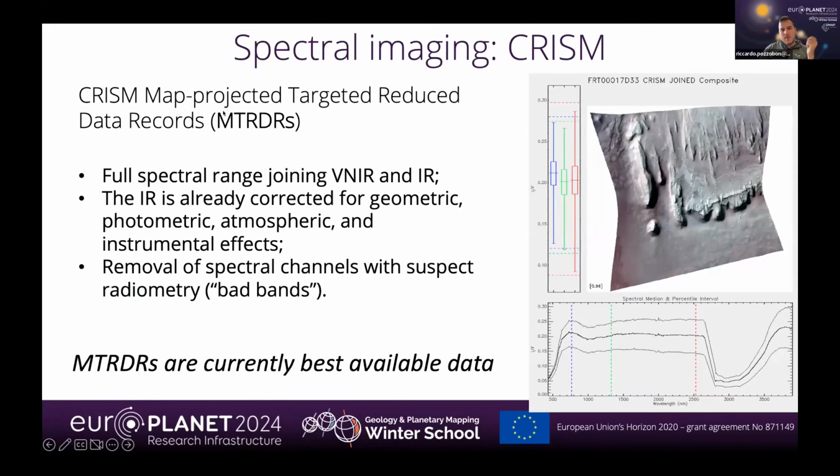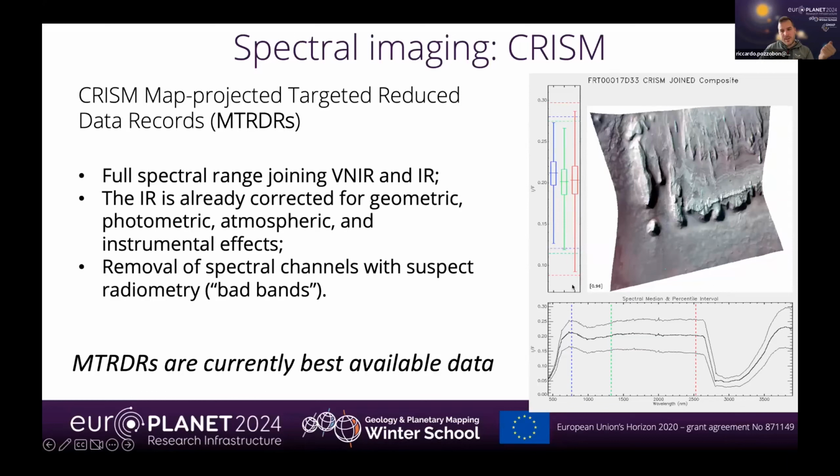The products that we will use are called MTRDR, which is a complex acronym which stands for Map Projected Targeted Reduced Data Records. So the name speaks for itself. Basically, it's a full spectral range, joining the information coming from the two different detectors. So the very near infrared and the infrared wavelengths are put together inside a single spectrum. It's already geometrically corrected, so you will get this hourglass shape, meaning that you will be able to match the features you observe on this Prism image to the actual shape of the objects on the surface of Mars.